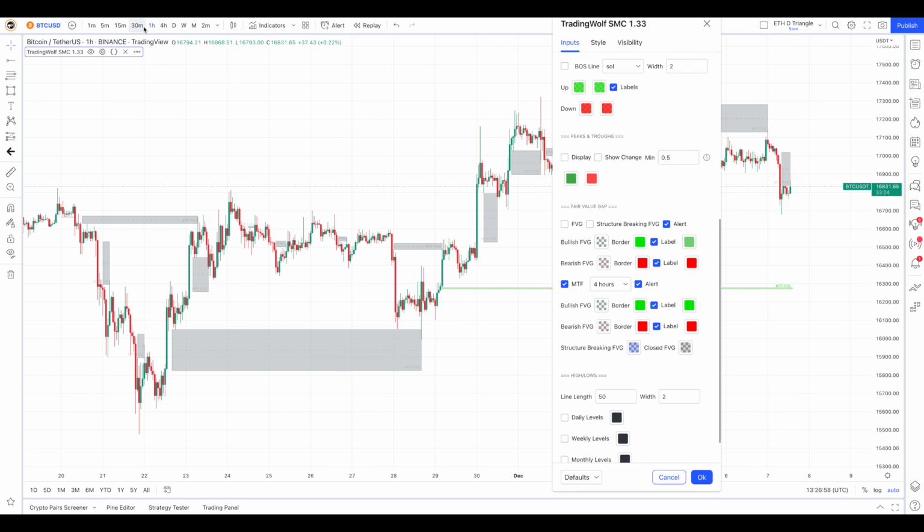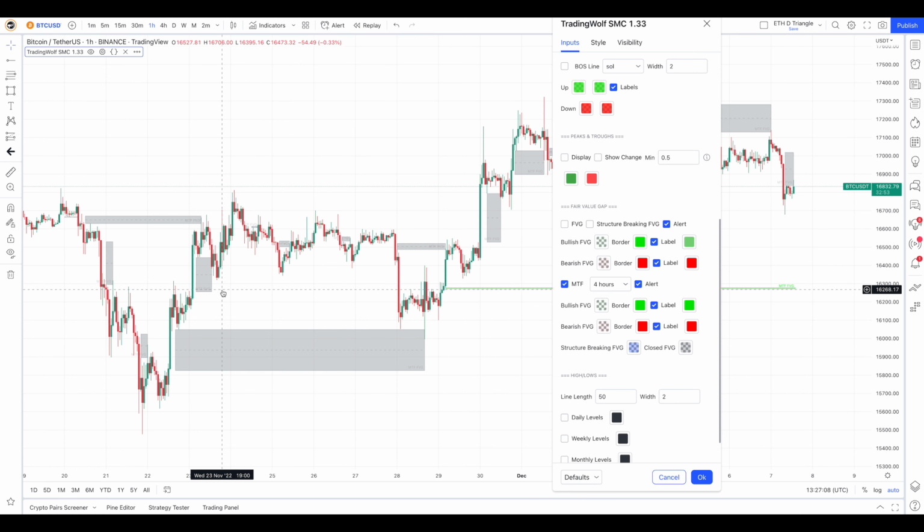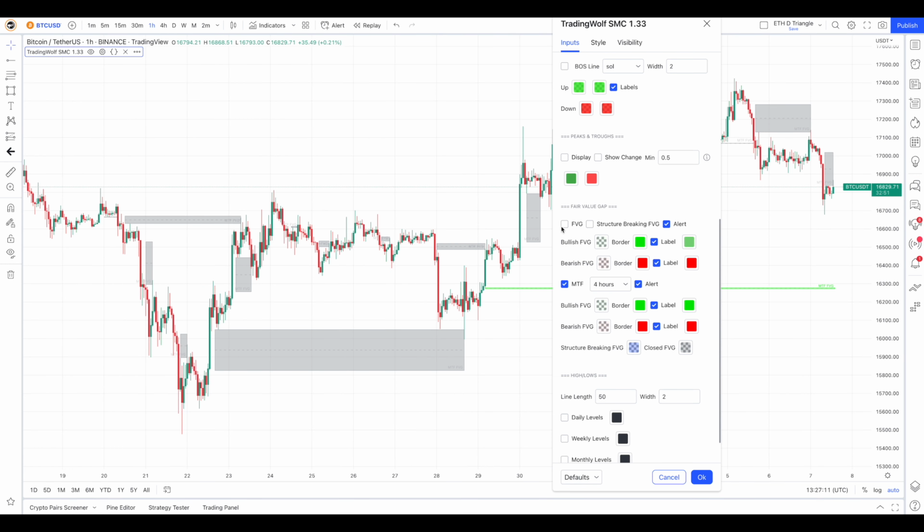So I am currently on the 1 hour on Bitcoin, and I've just set this to the 4 hour. You can very easily change this time frame, whichever one you're looking at, and obviously you can disable it and enable it here. Just to make it nice and clear, I've disabled the actual traditional fair value gaps, so we're only seeing the multi-time frame ones.